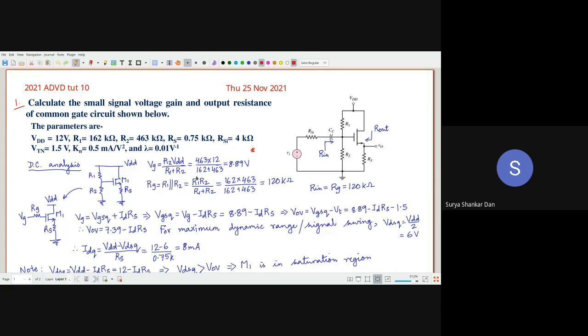Okay. So in today's tutorial, we are going to solve a few problems on amplifier circuits. Okay, this is essentially the continuation of your MEC, so to speak.